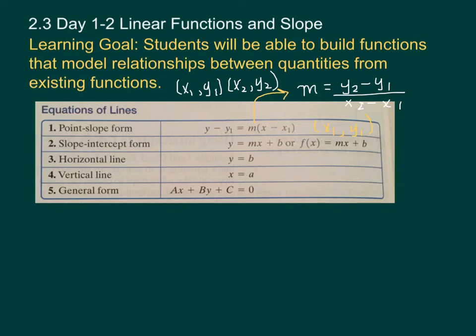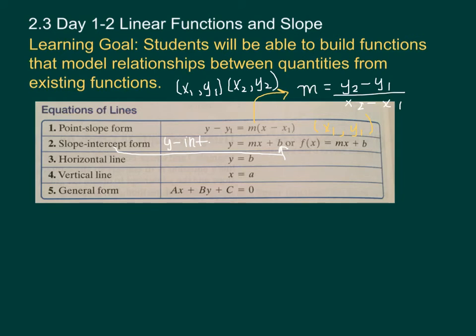So slope is m. Then you have slope intercept. Slope intercept means that they're going to give you the slope m, or you'll have to find it, and b is your y-intercept. And then sometimes they may write it like f of x and y is the same. So your y-intercept is b, and m is your slope.